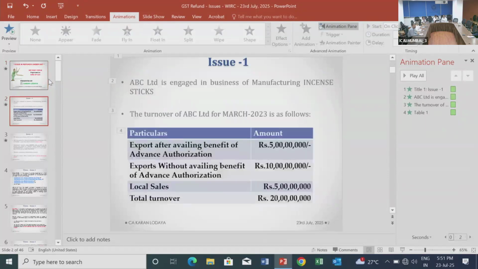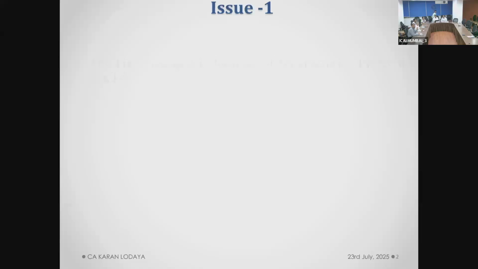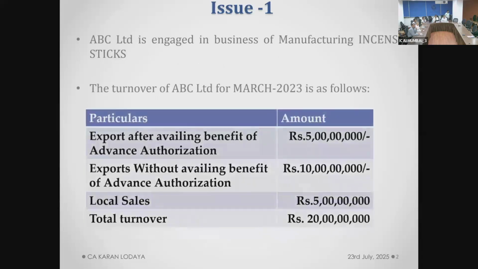The first case study. ABC Limited is engaged in the business of incense sticks, that is agarbatti. The turnover for the month of March 23 was: they have exported with availing the benefit of advance authorization 5 crores, without availing the benefit of advance authorization 10 crores. Local sale is 5 crores. So total turnover during March 23 was 20 crores.